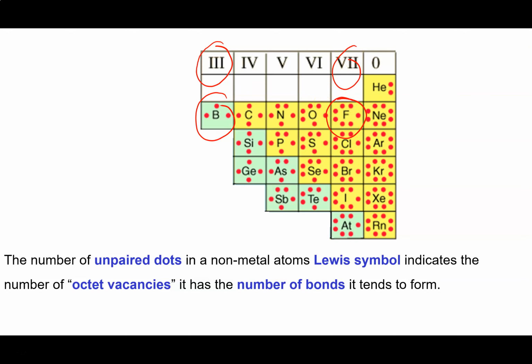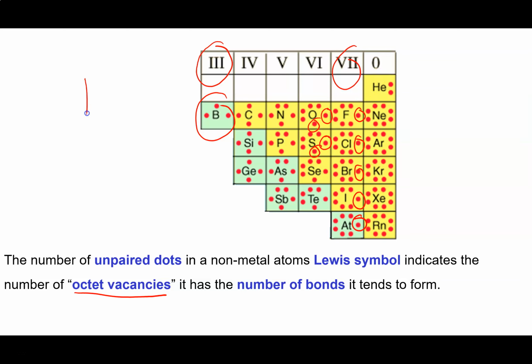The other thing to recognize is that the number of unpaired dots is an indicator of the number of bonds that these atoms like to form. So this is an indicator of the most common bonding pattern. Those elements in group 7A most commonly form 1 bond. Those elements in group 6A most commonly form 2 bonds because they have 2 unpaired dots, and so on. Like I said, this is often referred to as an octet vacancy. If we look at the noble gases, they have no unpaired dots and they tend not to form bonds.